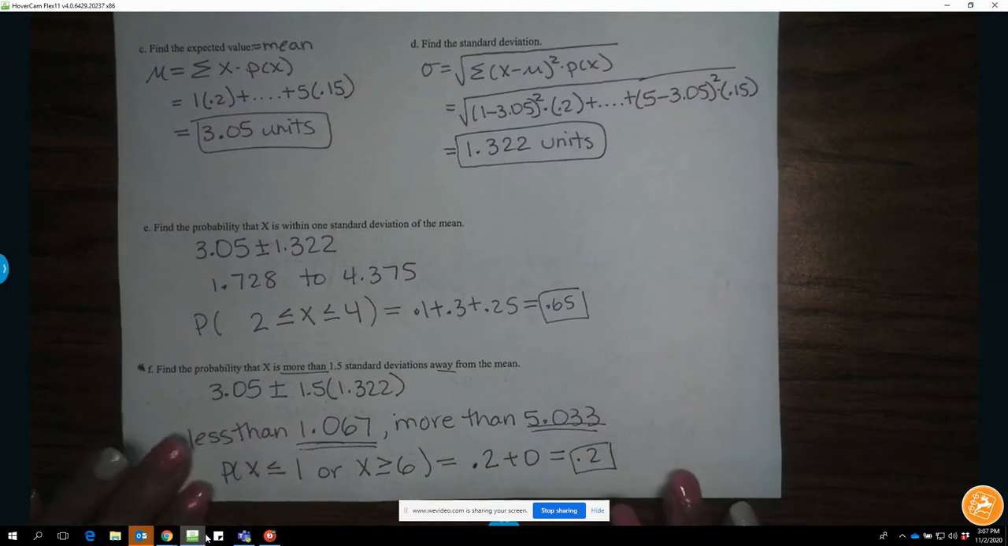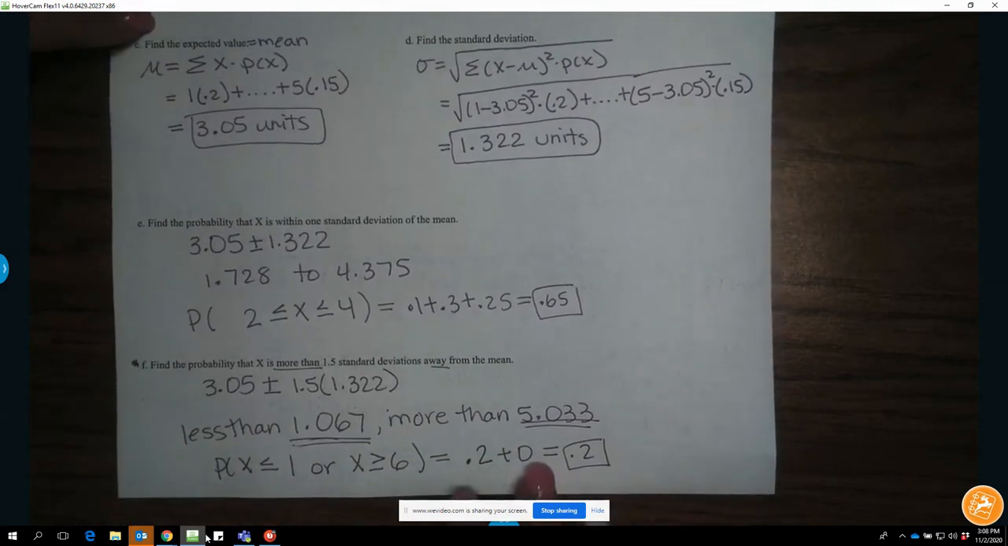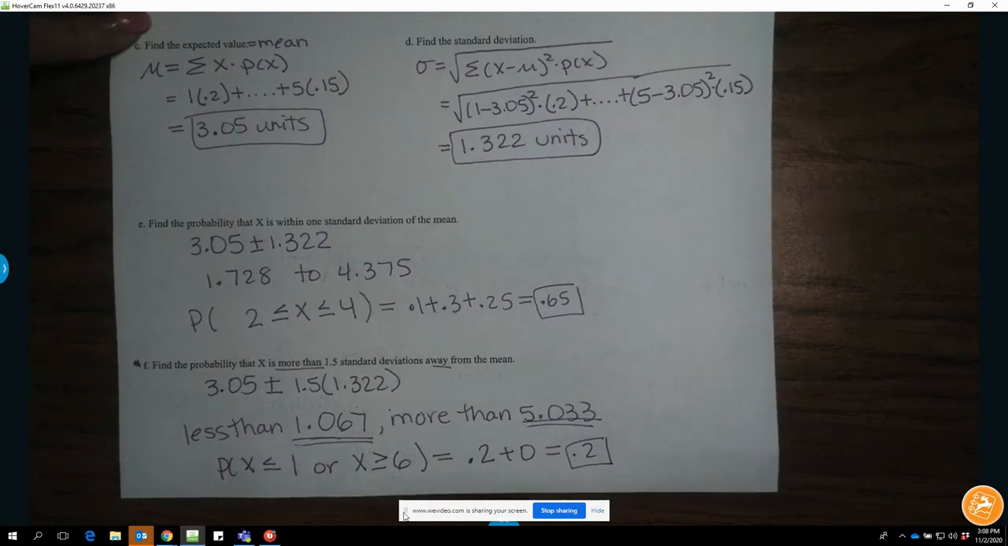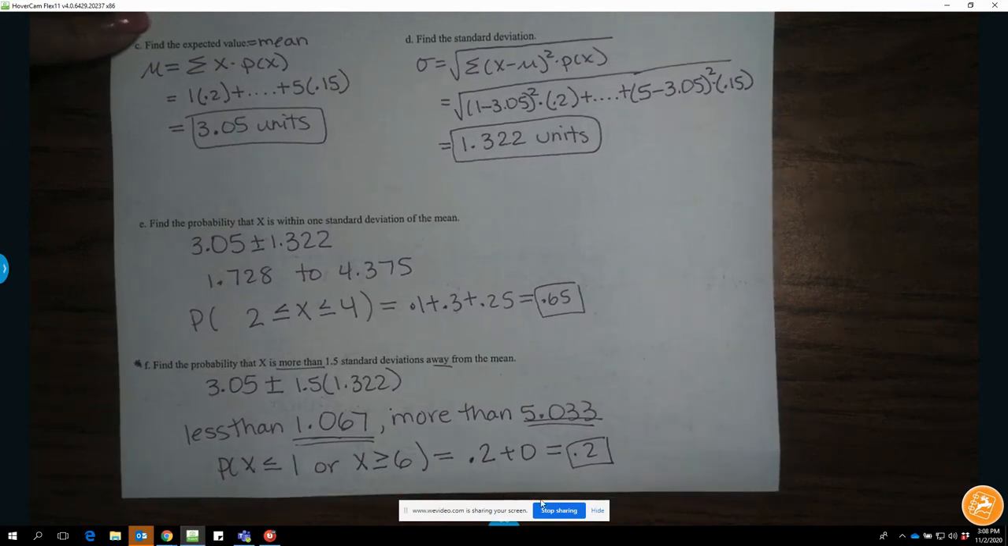So now you have to go do your homework and practice. And like I said, use the textbook if you need some more examples, or if you need more practice, do the odd questions and check the answers in the back of the book. Good luck.